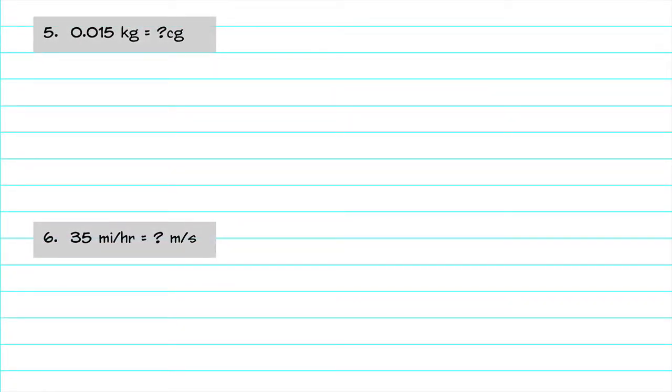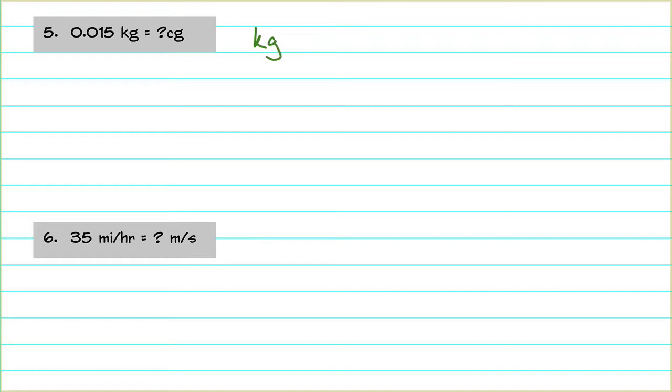Our last 2 problems are a little bit more complicated, but not by much. And these both require more than 1 step. For the first one, we're being asked to go from kilograms to centigrams. I happen to know what the relationship is off the top of my head, but that's because I don't have a life. It might be easier if you do this in 2 steps. So let's go from kilograms, knock off that metric prefix, and then go from grams to centigrams.